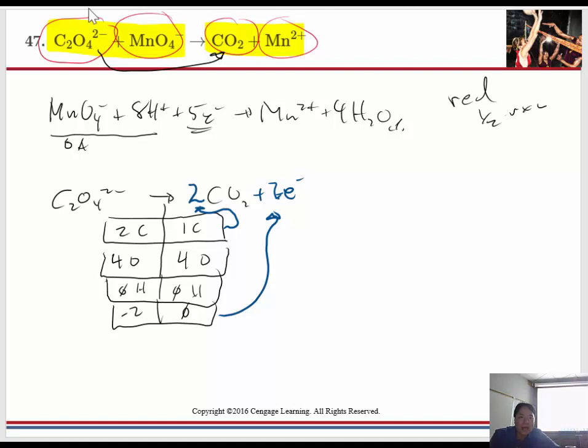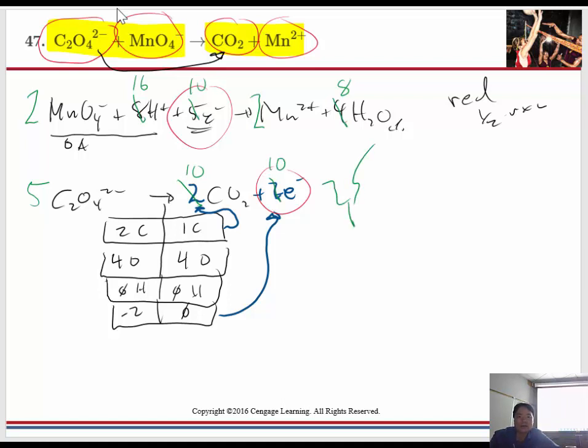Now we add it. Now when we add this, we see we have 5 electrons here, 2 electrons here. So what that means is the top one we're going to have to multiply by 2, the bottom one we'll have to multiply by 5. So multiplying the top one by 2, we're going to have 2 permanganates, 16H+, 10 electrons, 2 Mn2+, and 8 H2O. And the bottom one we're going to multiply by 5. So that gives us 5 oxalates, 10 CO2s, and 10 electrons.